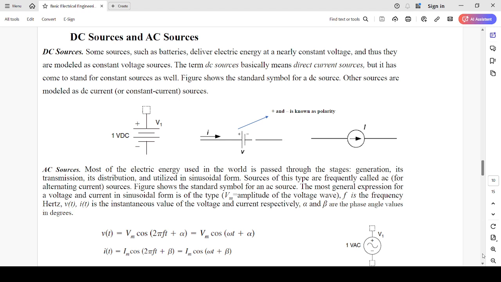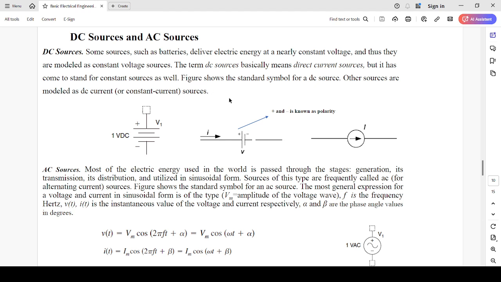Now, the next topic of today's presentation is the DC source and the AC source. Let us take first of all the DC sources. In the DC sources, you will find the batteries, they always deliver constant current. They are always taken as constant voltage sources and constant current sources. So DC source means direct current source, but it has come to stand for constant sources as well.